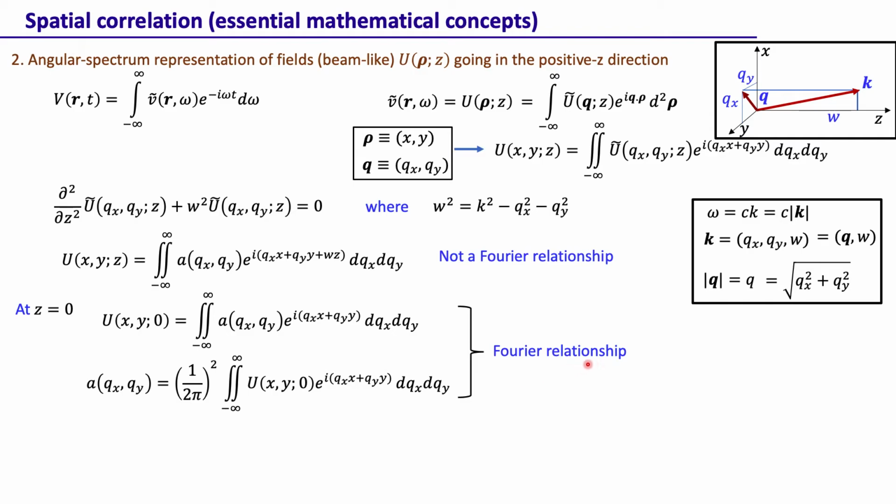So these two are Fourier transforms, and so u of x, y, 0 and A of qx, qy actually form a Fourier relationship. This is just like how time and frequency form a Fourier relationship: we have this two-dimensional space coordinate and this two-dimensional spatial frequency vector that form a Fourier pair.